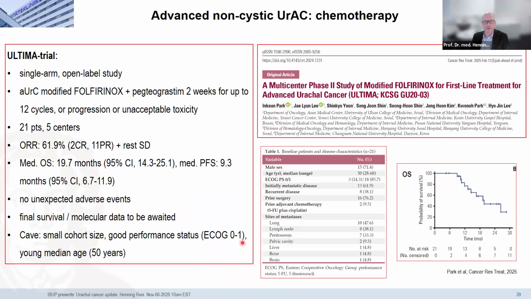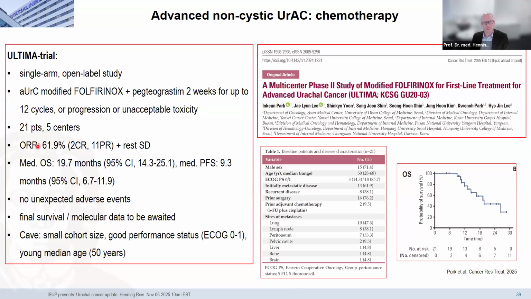So this is the ULTIMA trial. It's a multicenter study, 5 centers, 21 patients, which is of course quite a lot for urachal cancer, in Korea. It's a single-arm, open-label study, and they used a modified FOLFIRINOX regimen and pegfilgrastim every 2 weeks for up to 12 cycles.